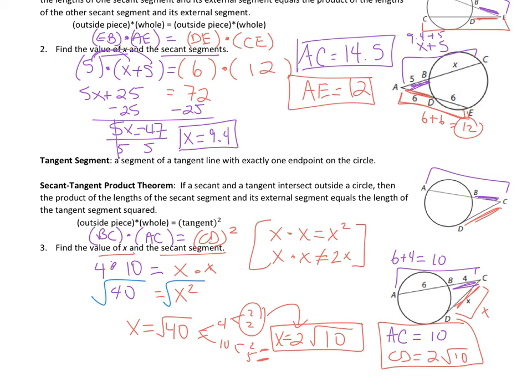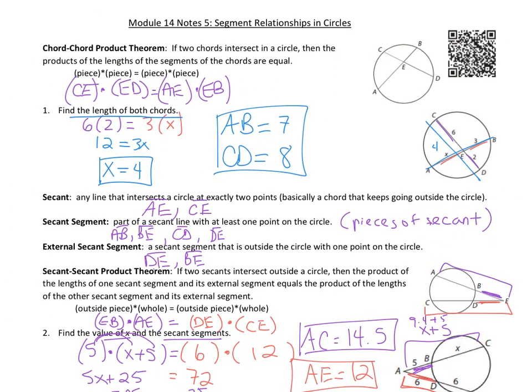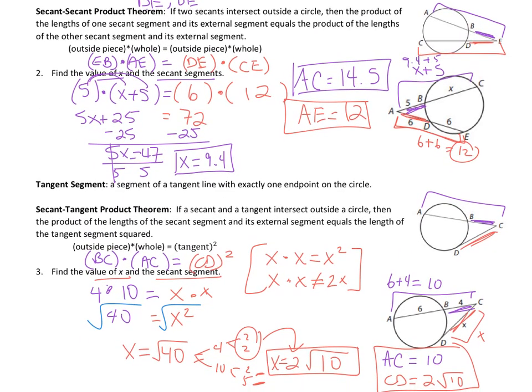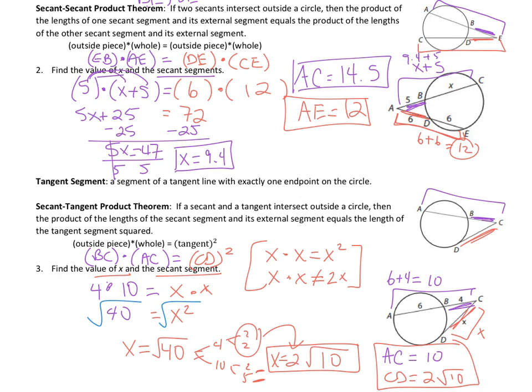So remember, there's really only 2 different ways you can think of this. If you have segments that are inside your circle, you are taking piece times piece equals piece times piece. If you have segments that are outside your circle, whether there are 2 secants or a secant and a tangent, I think of it this way right here, where we have the outside piece times the whole equals your outside piece times the whole, because that's really the same thing as what this is representing, and then you have one less formula you need to remember.